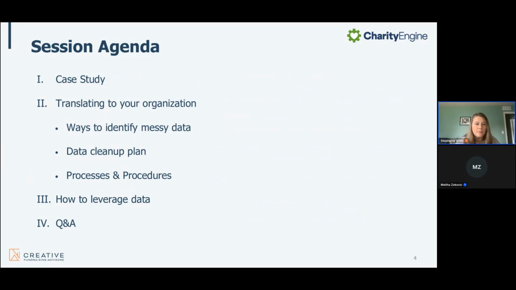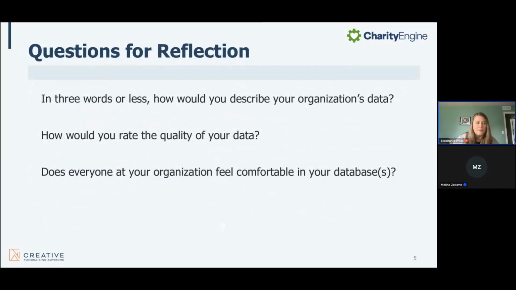So in our time, I'm going to be introducing a case study. So a real life example of a situation where I came in and helped an organization clean up data, and what it did for them. But more importantly, I'm going to transition to translate it to your organization. So ways to identify messy data, how and when should you even clean it up? What processes and procedures should you have so that it doesn't get messy? And then leaving you with how to leverage it. Where do you go? Do you even invest in these things? So again, the goal is to learn one thing new. And at the end, there'll be time for questions. So feel free to put them in chat and I'm going to keep rolling.